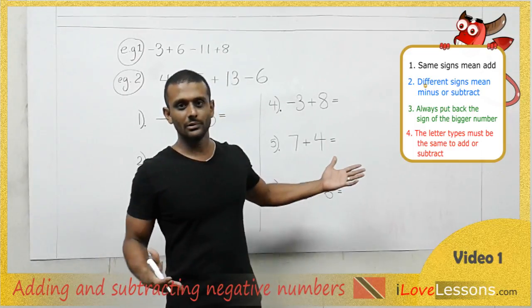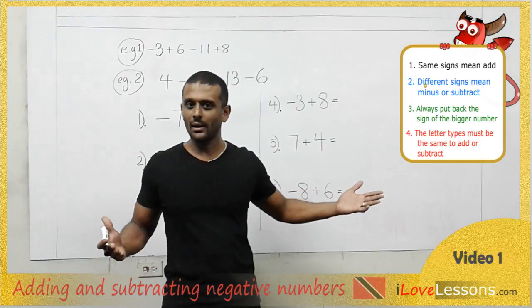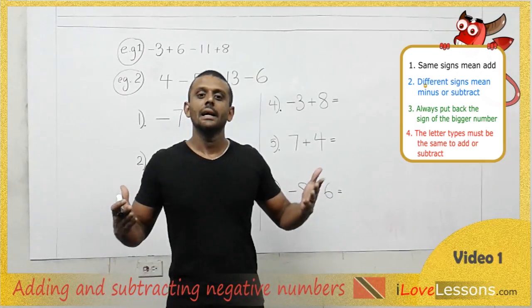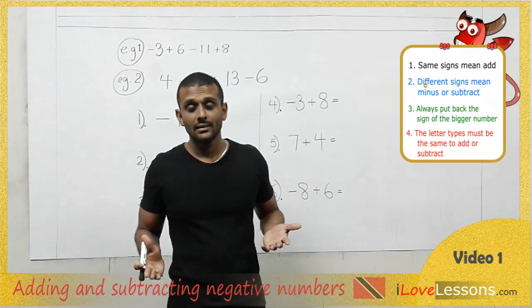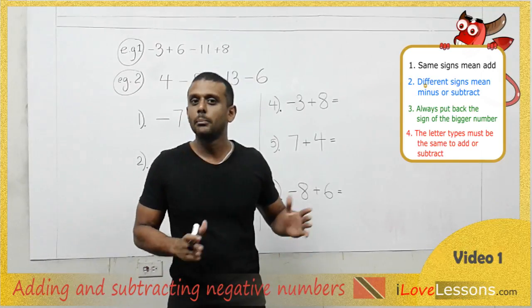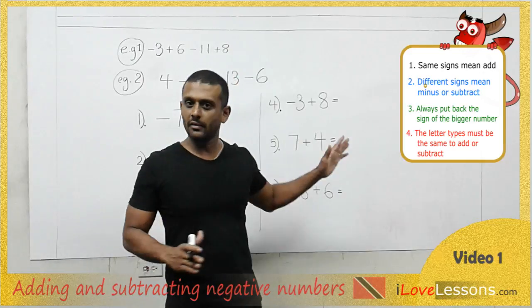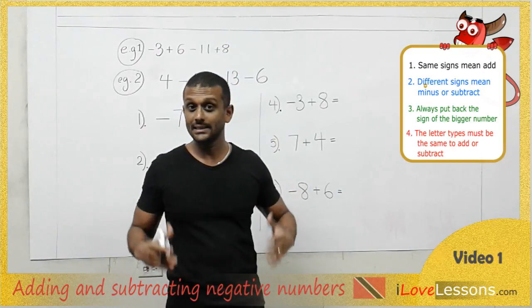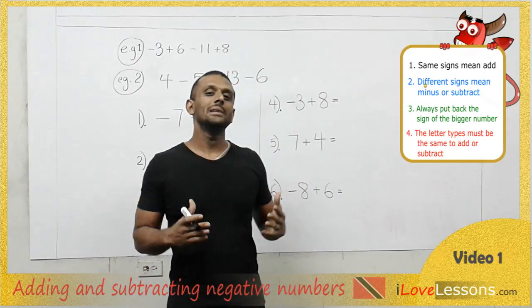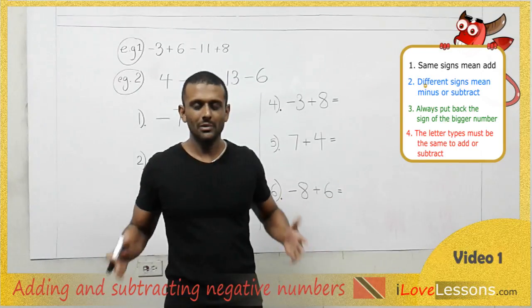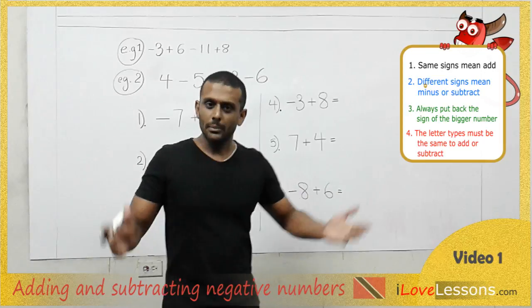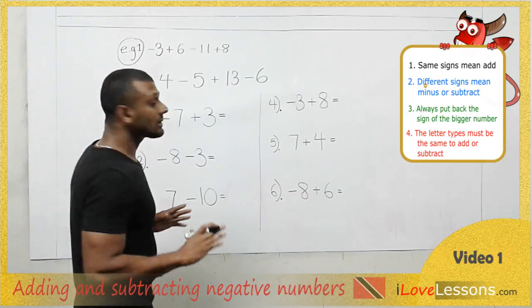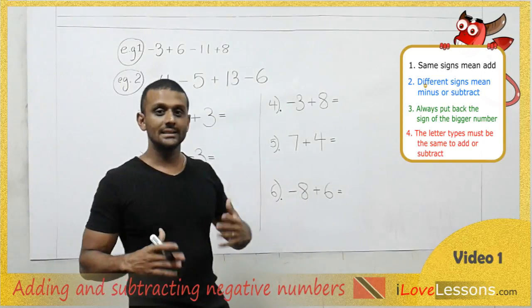And well, the 4th rule, we'll get to that in a little while, but I'll just run through it quickly. It simply states that for you to add or subtract, the types of letters must be the same. Now that one, number 4, might not make too much sense as yet, but when I do the examples later on, it will make perfect sense. So let's get started. But before we jump into actual questions, I just want to explain signs to you all.